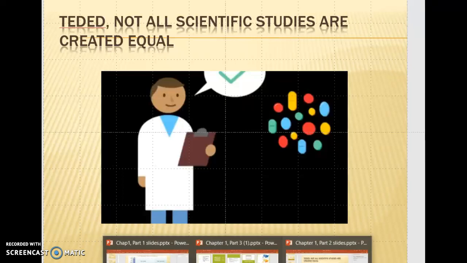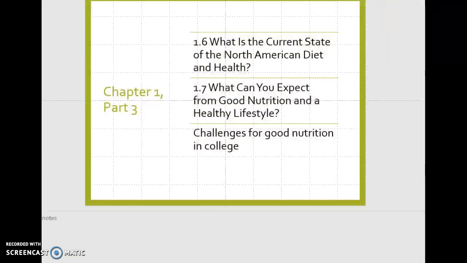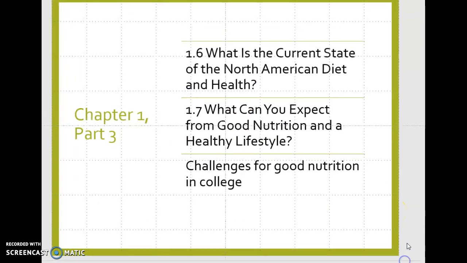And the last part of the slides, part 3, is more general. We're looking at the health of our country. What is the current state of health in America, or in the U.S.? What can we expect from a healthy lifestyle or not? And what can you do as a college student to have good nutrition?